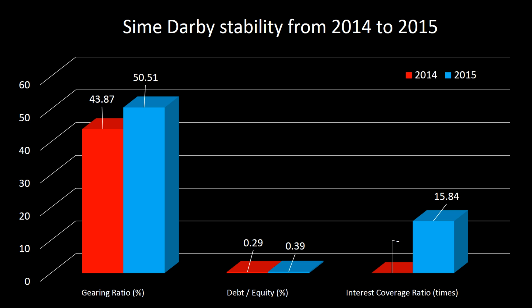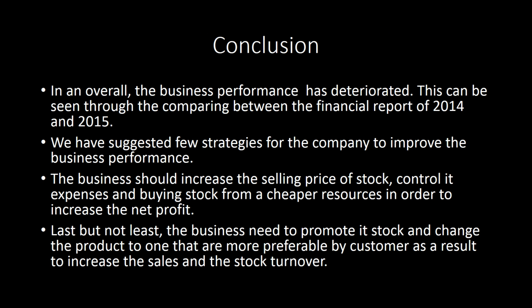Next, the data of interest coverage in 2014 is not provided and it is 15.84 in 2015. This shows that the interest coverage is still good as the business is able to pay the interest on borrowing because the free cash flow is high. Overall, the business performance from 2014 to 2015 has deteriorated. This can be seen by comparing the financial reports of 2014 and 2015.